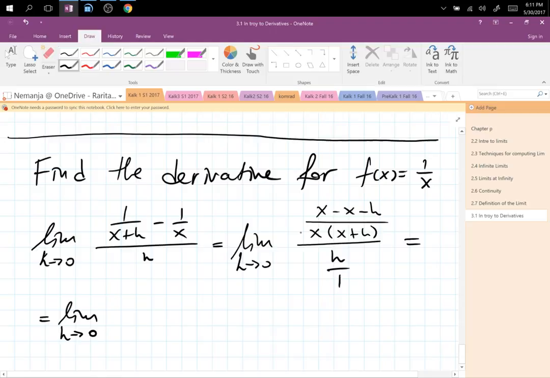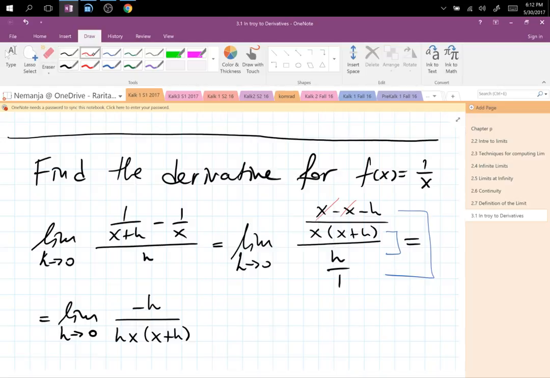In the numerator, the x's die. You have that negative h. So it becomes 1 times negative h, which is negative h. And in the denominator, you have h times x plus h. So you multiply the two that are close by and the two that are far apart. That's how you solve this. Now h dies, and you have your derivative.